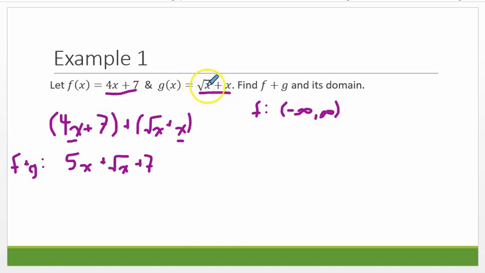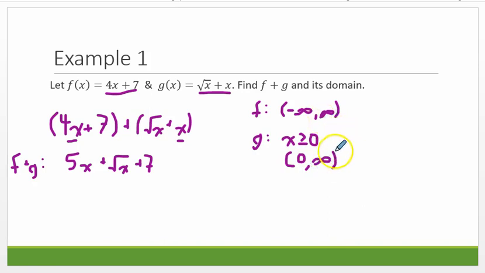For g, however, I don't have a fraction, but there is a square root in there. So for g, I need to remember that whatever's inside the radical, which in this case is x, needs to be greater than or equal to 0, because you cannot take the square root of a negative number. So in this case, my g domain is any number greater than or equal to 0, or in interval notation, that would be bracket 0 to infinity.